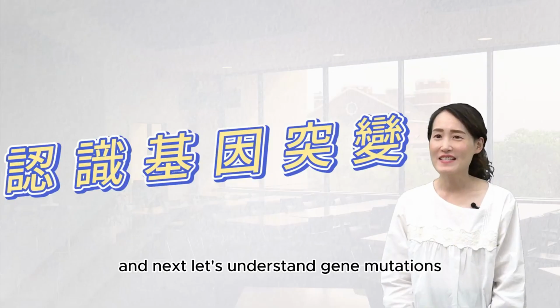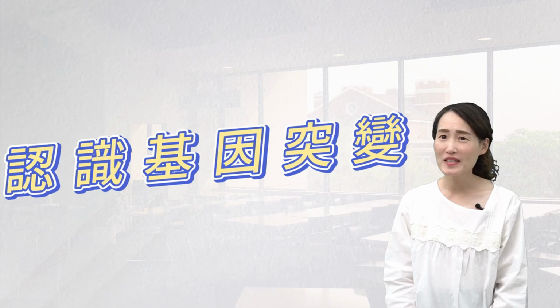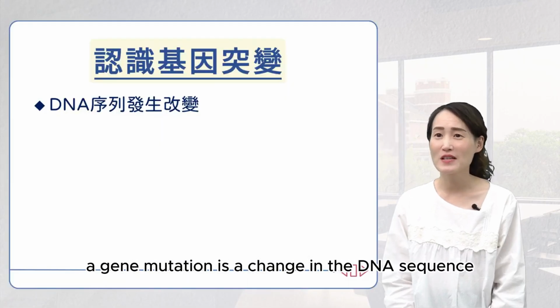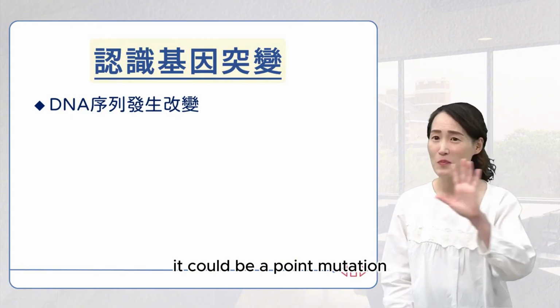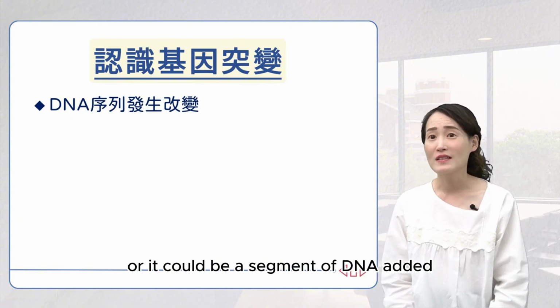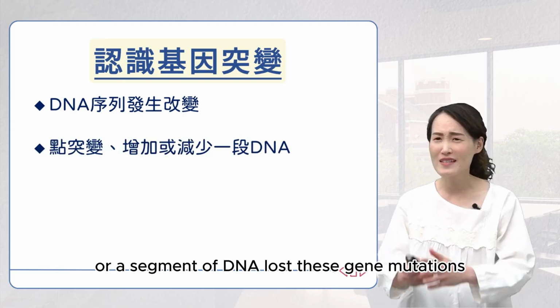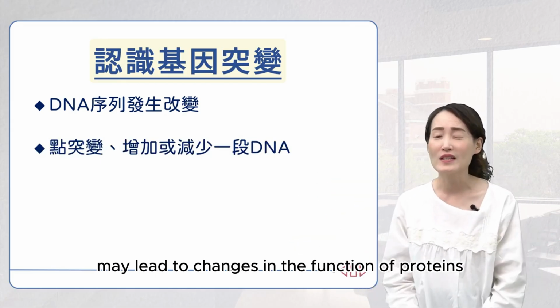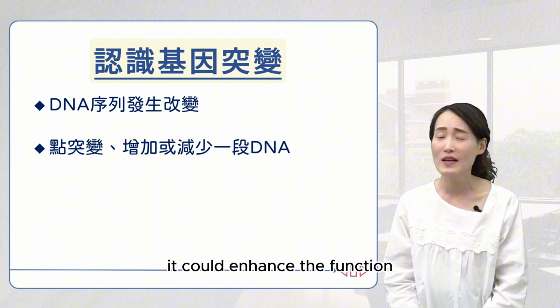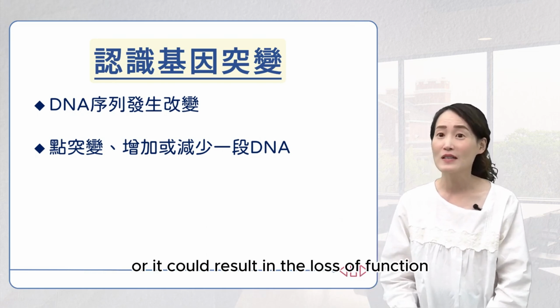Next, let's understand gene mutations. What is a gene mutation? A gene mutation is a change in the DNA sequence. Simply put, it is different from the original DNA sequence. It could be a point mutation, or it could be a segment of DNA added, or a segment of DNA lost. These gene mutations may lead to changes in the function of proteins.